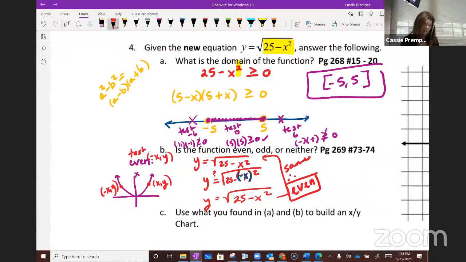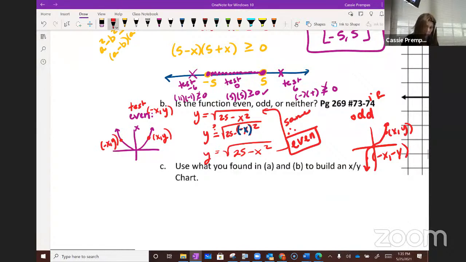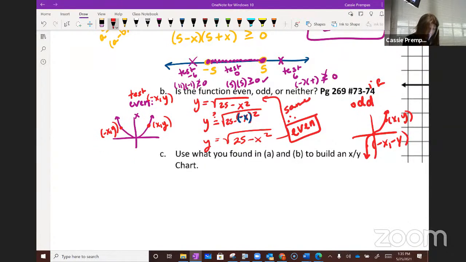Do you guys remember what odd functions look like? They're not symmetrical about the x-axis. It's actually symmetrical about the origin. So any xy will have a corresponding negative x, negative y. If you didn't remember that test, you might want to review pages 73 to 74 in your book.